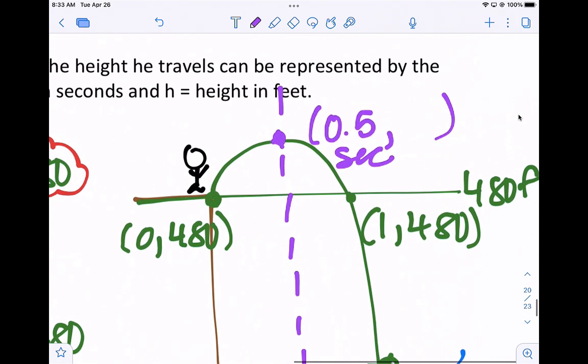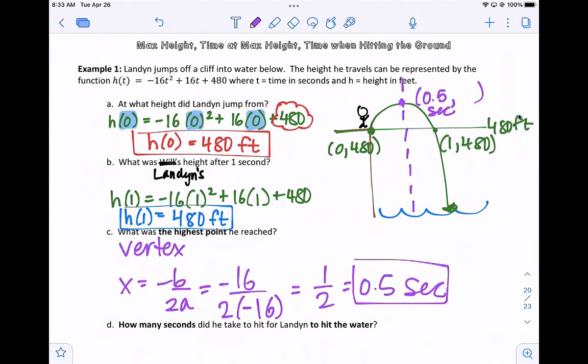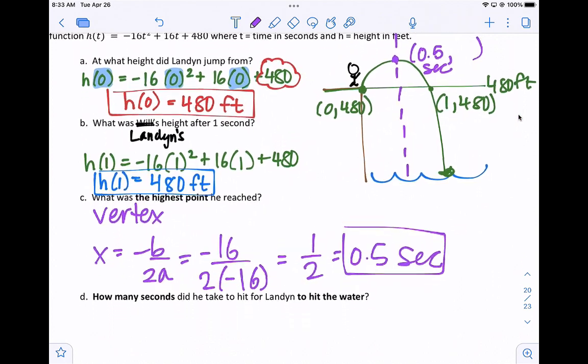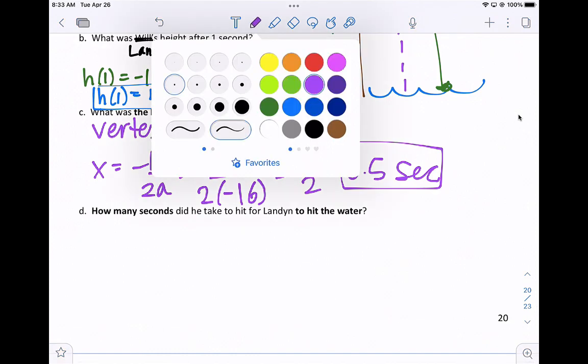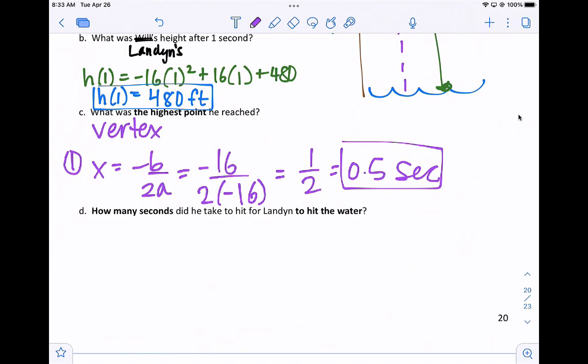Okay, but we knew that from using the symmetry of the graph, but how do we find the height? Like, how high did he actually jump up? And so then you're going to plug in and solve for y. So this was step 1 right here, to find the vertex, opposite b over 2a.